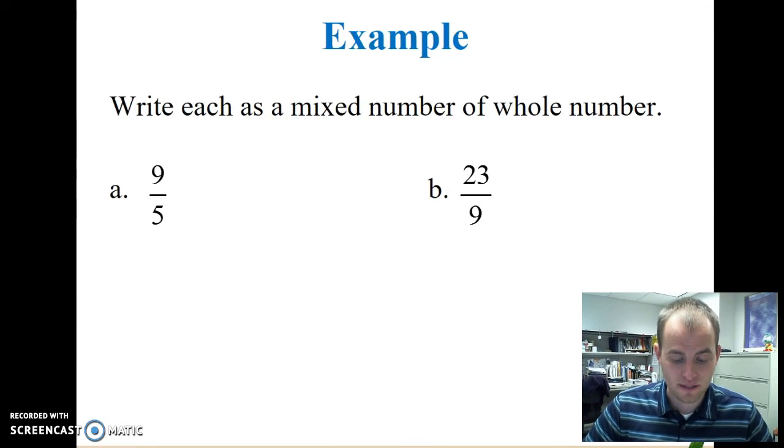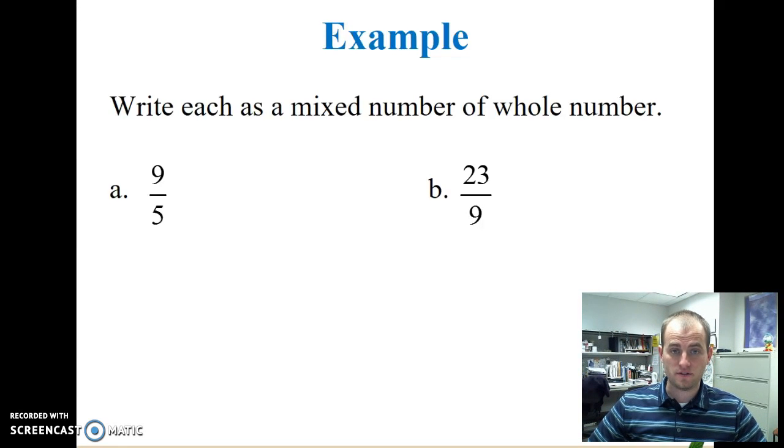So your assignment here would be to do letter C, which says 17/5, and letter D, 31/6. I want you to have those done when you come into class. So make sure you do those, and I will take a look at those as your ticket into class.